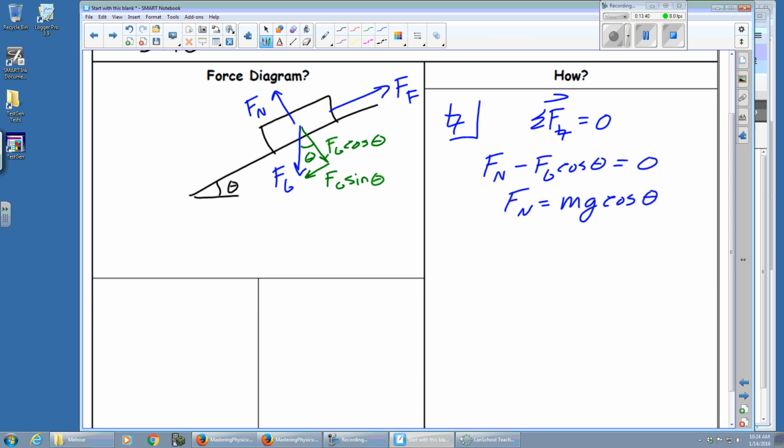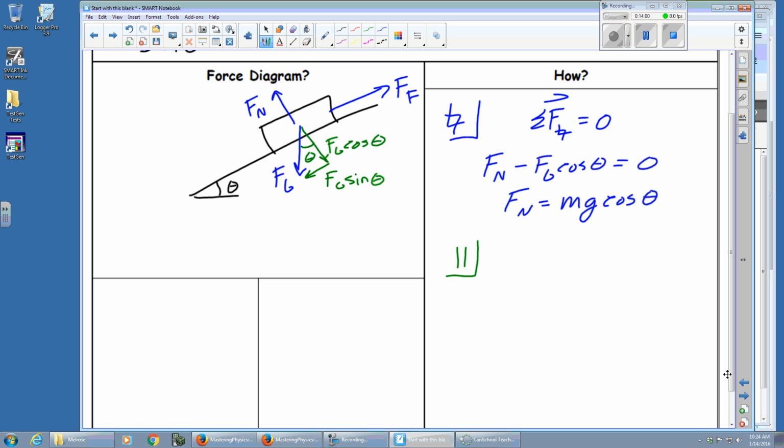Then I'm kind of at a standstill. I don't know m or theta. Oh, I know g because Leonardo lived on the Earth, so we're going to use 9.81 newtons per kilogram. But I don't know theta, so I'm kind of stuck there. So let's do the parallel side of this, see if we can get any further.